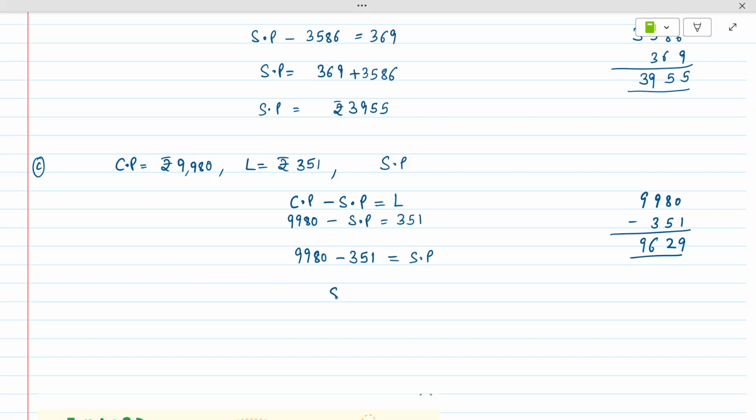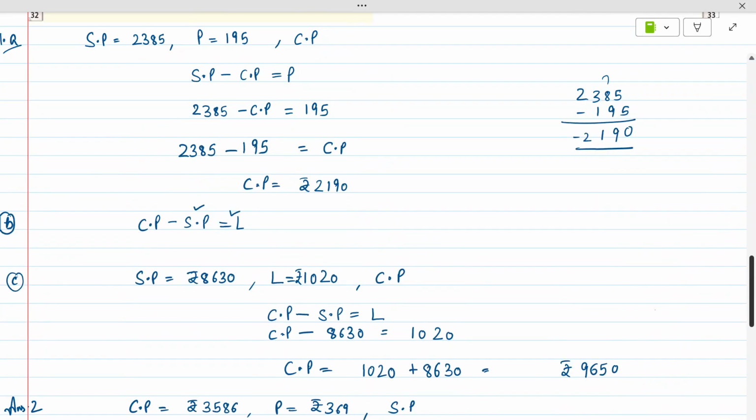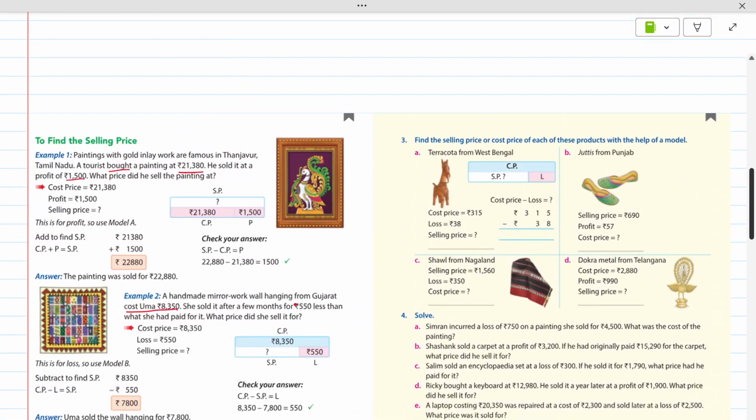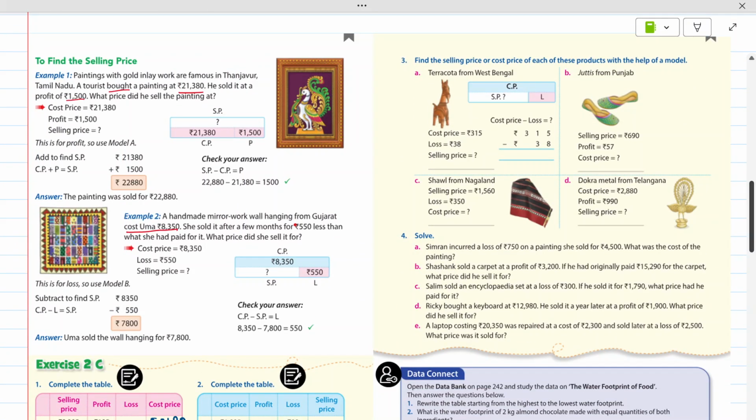So the selling price will be 9,629. Okay, so this is done. Kids, this brings us to the end of this particular question, and in the next class we are going to do the remaining questions of the exercise. So do practice these questions at home, and I will see you in the next class.